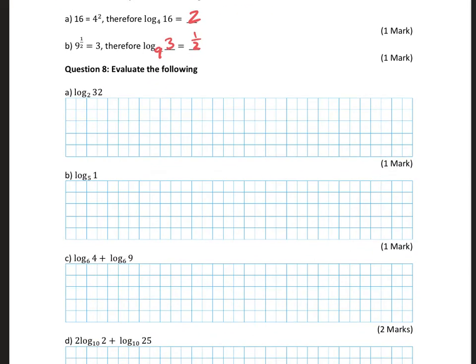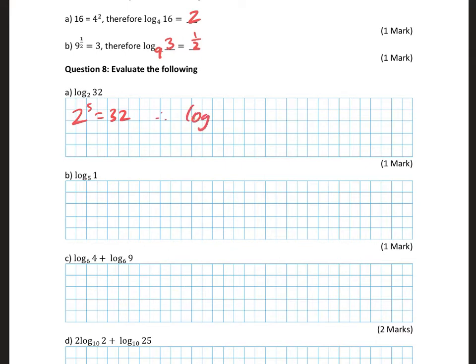Moving on. Log base 2 of 32. Well, I know that 2 to the power of 5 is 32. 2 times 2 is 4, times 2 is 8, times 2 is 16, times 2 is 32. So log base 2 of 32 is equal to 5. Log in base 5 of 1, well, 5 to the 0 is 1, so log base 5 of 1 is equal to 0.